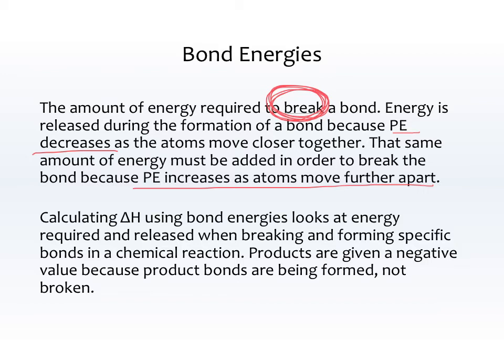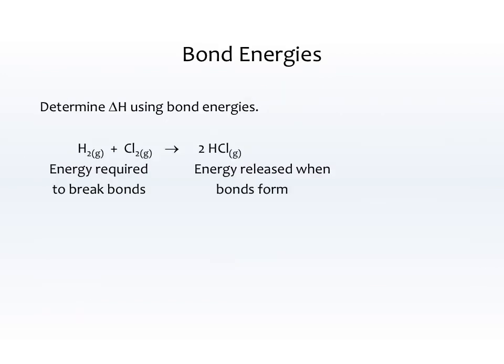So when calculating delta H using bond energies, we're going to look at energy required and released when breaking and forming specific bonds in a chemical reaction. Products are given a negative value because product bonds are being formed, not broken. So for these problems, you're going to have to look on the reference sheet that you've been given. On the very back of the reference sheet, there's a bond energies chart. And that bond energies chart is where we're going to get these numbers from. So right now, pause the video, find that reference chart.